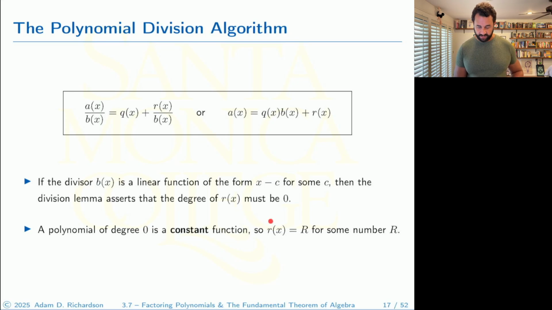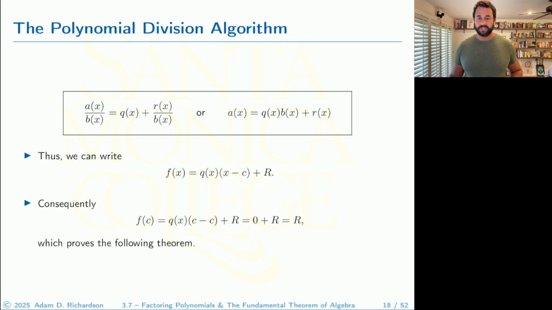So what that means is we could write that remainder function, r of x, as just r for some number r. It's going to be some number. It doesn't really depend on x even. It's just going to be a constant, right? No matter what x is, it's going to be r. There we go. So looking at this a little more technically, we could write our function.